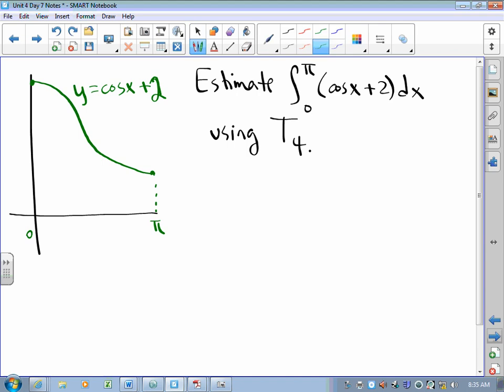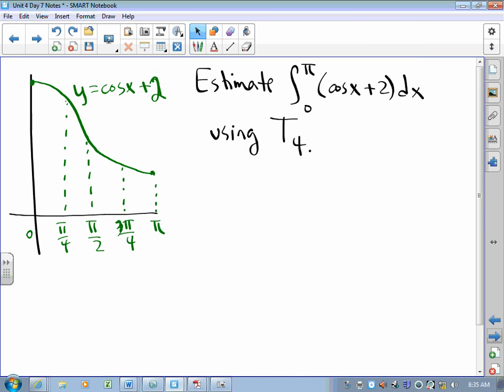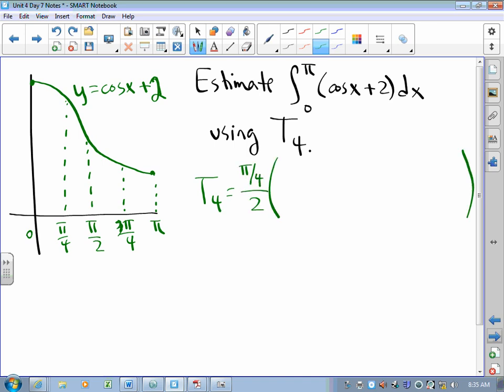4 subintervals, which means we've got to know what the middle of that is, and we're going to utilize our trapezoidal approximation. So how does that go? We're going to take the delta x over 2 times the first y value plus 2 times the second plus 2 times the third plus 2 times the fourth plus the last.